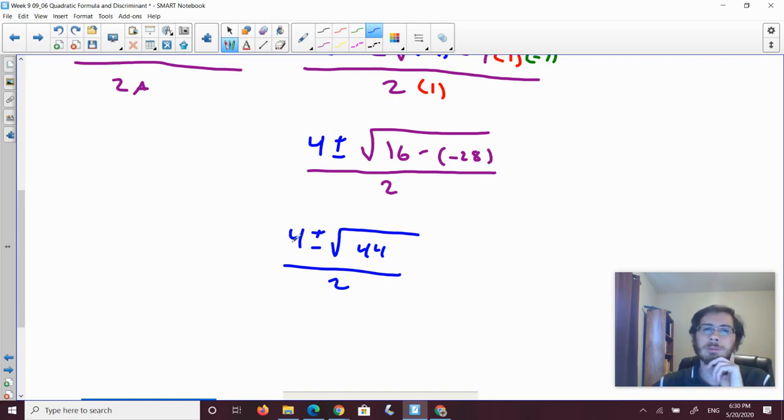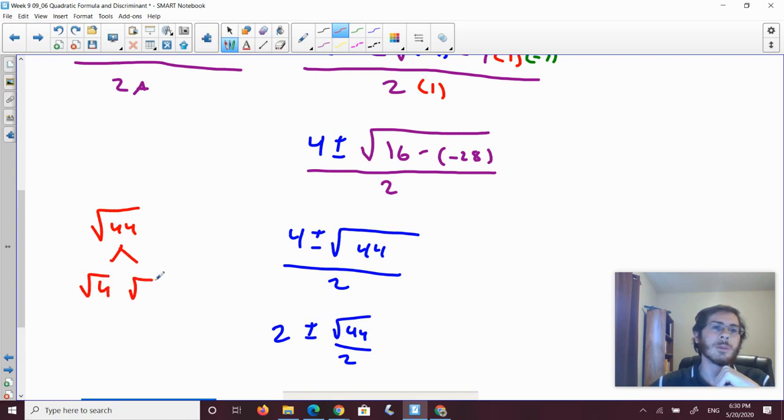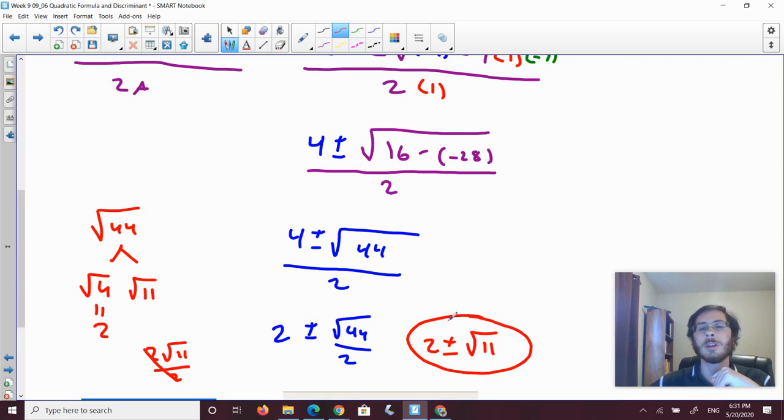Since we do have this plus minus, I can't just divide the 4 and the 2. That's not allowed. I can split it up into 2. I can say 4 divided by 2 is 2, plus or minus the square root of 44 divided by 2. I can split it up into 2 parts if I want. But the nice thing is, if we wanted to break down square root of 44, we can: square root of 4 and square root of 11. So we could, if we wanted to, call this 2 plus or minus square root of 11, because 2 square root of 11 over 2, the 2's are going to cancel. And that'll be my final answer.